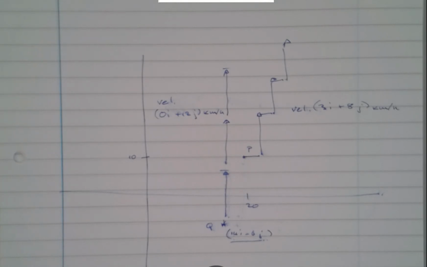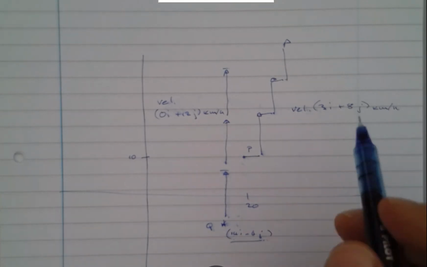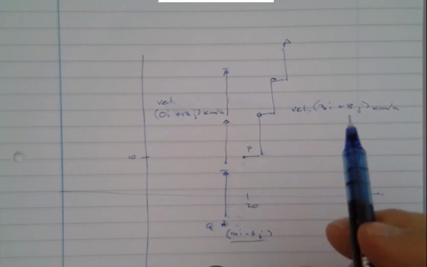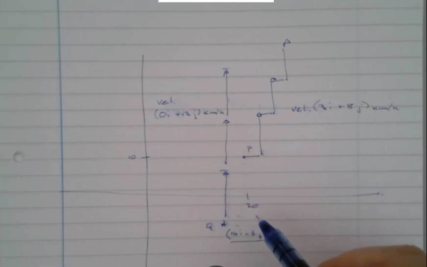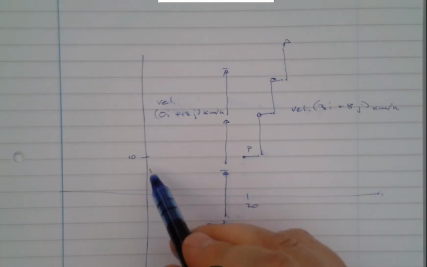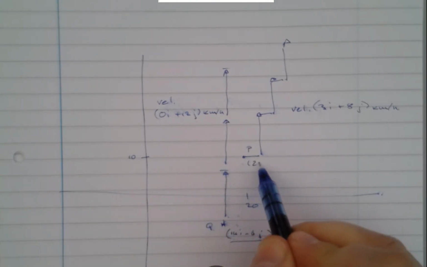Okay, this is M1 January 2005 question 7, and we've worked out in part A that P is travelling with a velocity of 3i plus 8j. That is to say that it's starting 20 kilometers to the right and 10 kilometers up. So it starts there.